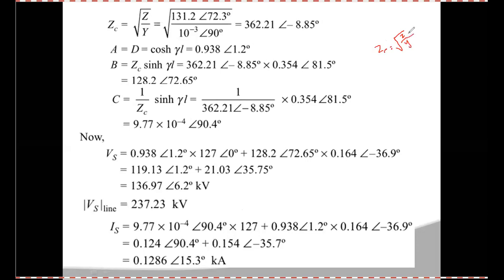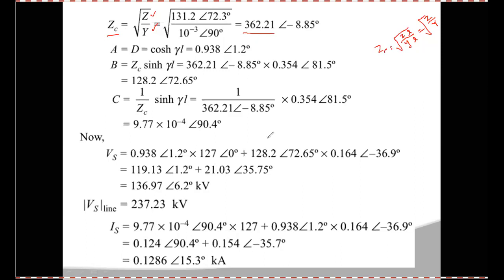Now again, if you multiply the numerator and denominator with L, then there is no change. So this can also be written as square root of capital Z by capital Y. Z is the total impedance and Y is the total admittance. You know the values of Z and Y, right? Z value is 131.2 at an angle of 72.3 degrees and Y value is 10 power minus 3 at an angle of 90 degrees, which are given in the problem itself. So the value of ZC is 362.21 at an angle of minus 8.85 degrees.